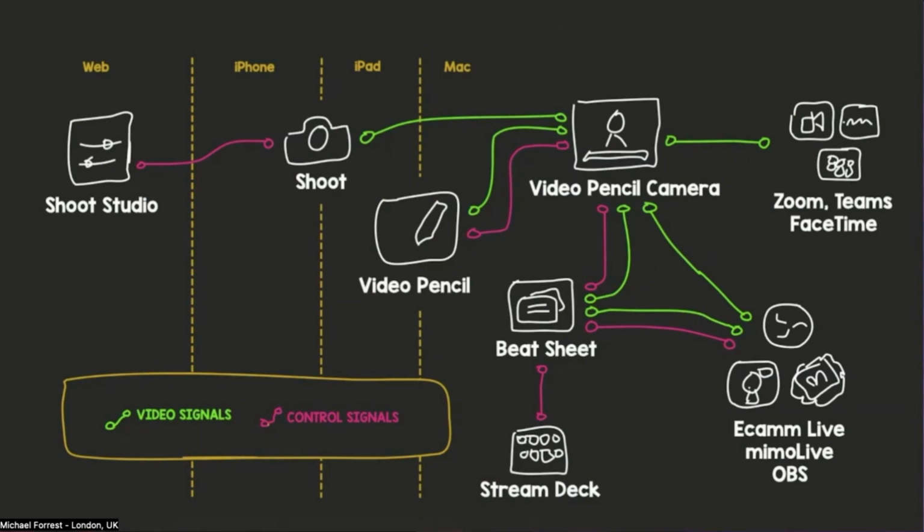So BeatSheet can also select a different camera in Video Pencil Camera, but it doesn't stop there. BeatSheet can go through this signal chain and make changes happen in Video Pencil. So when I step through a scene, I'll switch to a different scene in my streaming software, it will switch to a different camera if I need that, and it will also load up the right media on my iPad so that it's ready to go.